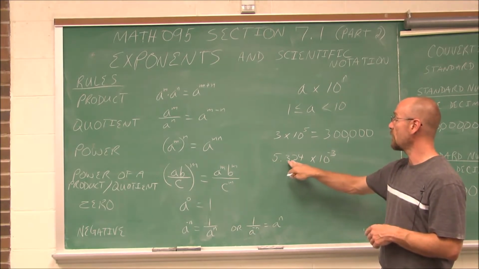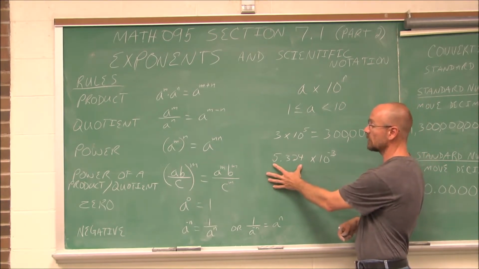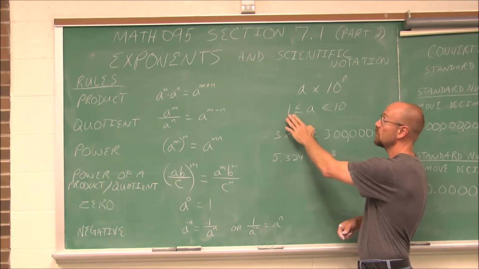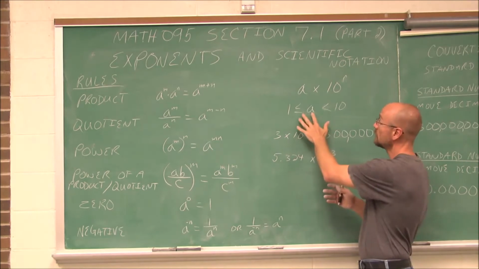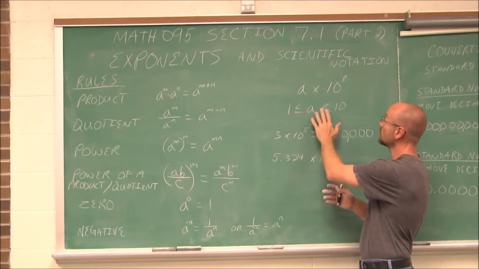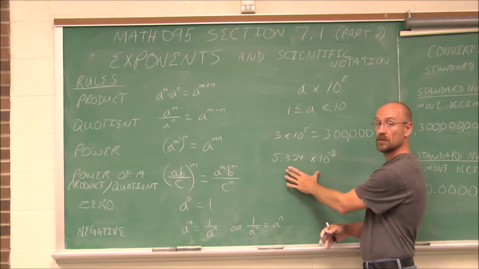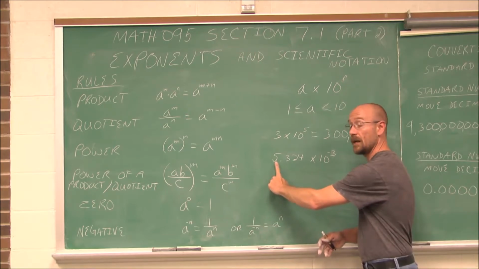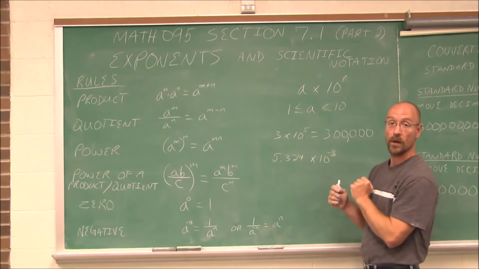Here, I have 5.324 times 10 to the negative third. Well, this value here, even though it has a decimal within it, is still between 1 and 10. 5.324 is still greater than or equal to 1, but less than 10. So we see that's how we would write a number in scientific notation. It may contain a decimal, but there can only be one non-zero digit in front of that decimal because it has to meet this requirement.